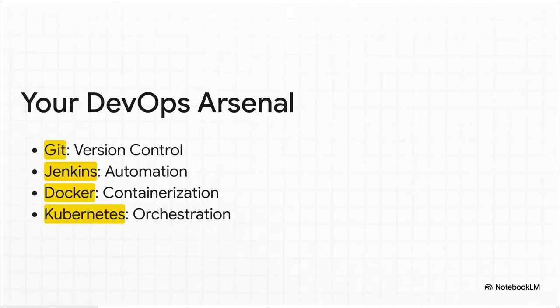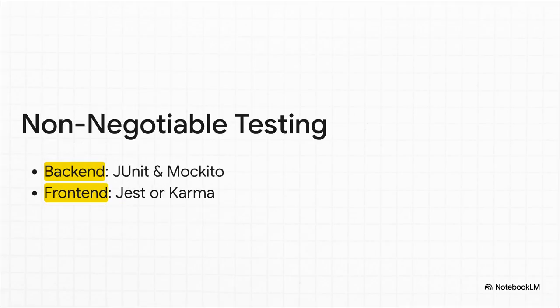Just think about the life of your code for a second. You write it, and you use Git to track every single change. When you're ready, you push it, and something like Jenkins automatically builds and tests it for you. Then you package it all up in a Docker container, which is like a magic box that lets it run the same way everywhere. And finally, Kubernetes helps you manage all those boxes when you're running at a massive scale. See how they all work together? It's a beautiful system.